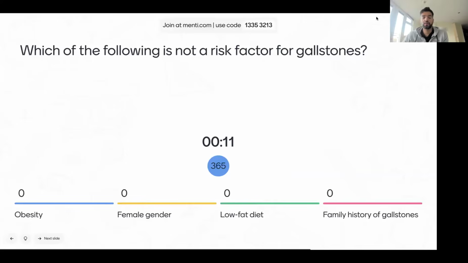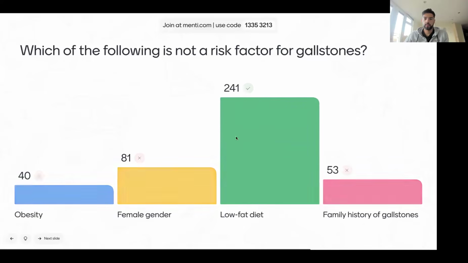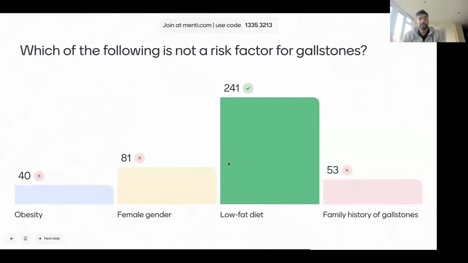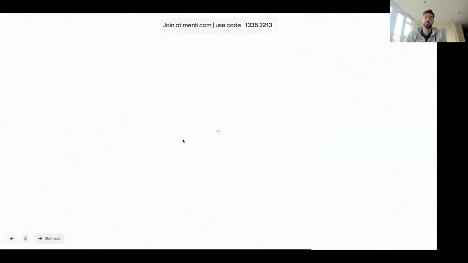Which of these is not a risk factor for gallstones? Nice, so most of you got it. Remember, having a diet that's high in fat, being unhealthy, is more likely to cause gallstones, okay?